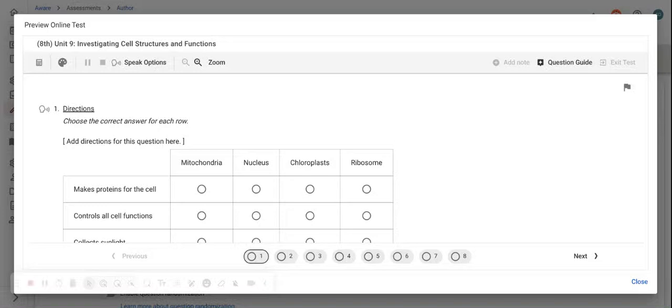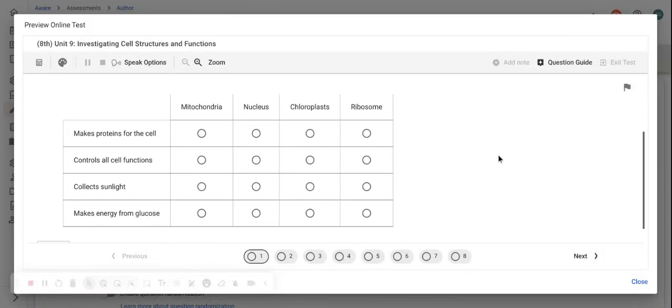All right, let's go over the Unit 9 test and see what you missed. So the first question gives you a little chart, and all you're doing is matching up each of the parts of a cell with what it does. So its structure and its function.